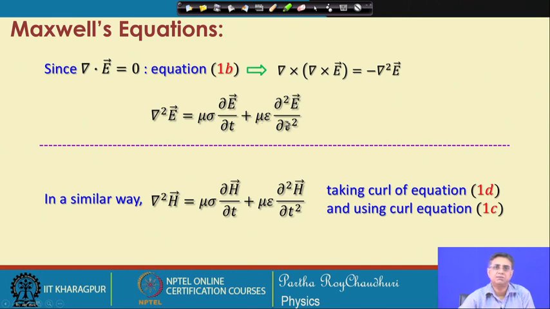If we proceed in a similar way, starting with the fourth equation and then substituting the third equation into that, we will end up with a similar equation for the magnetic field: del square H equal to mu sigma times del H by del t, plus the second order time derivative of the magnetic field. So, we have a pair of 2 equations representing the electric field and the magnetic field.